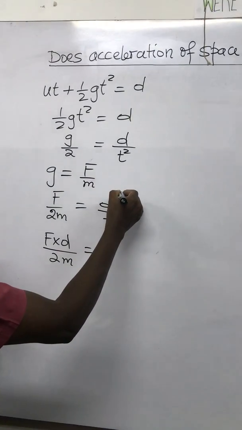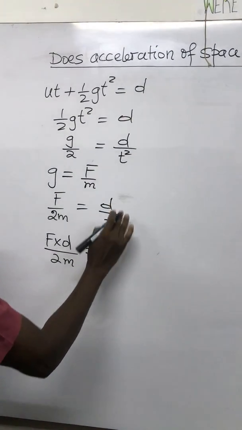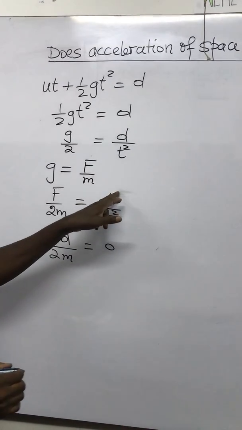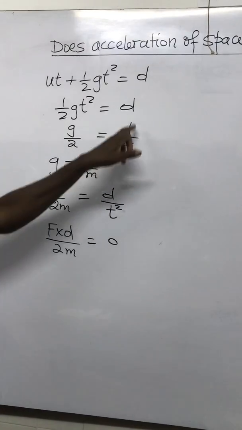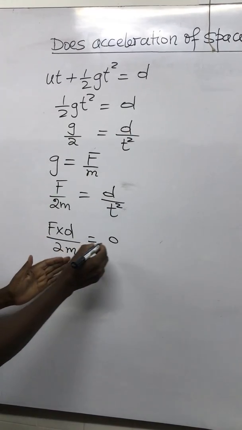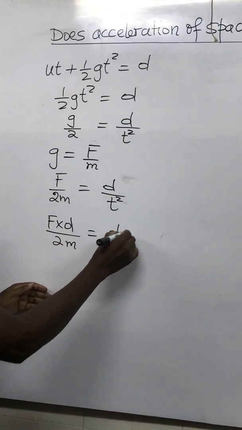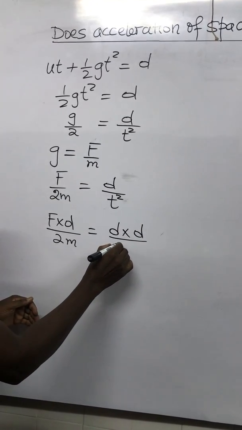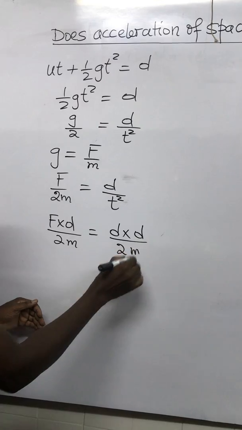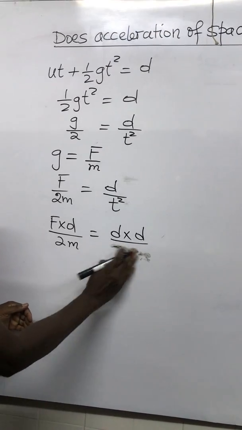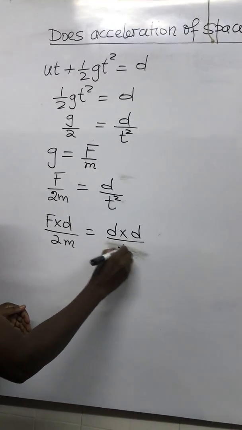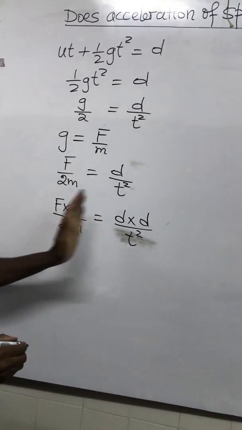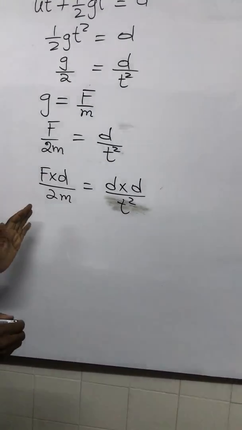Why did I write squared here? This is t squared, but not this, because of this. So this is d times d now over t squared, what we have here, because I've said multiply both sides by d.